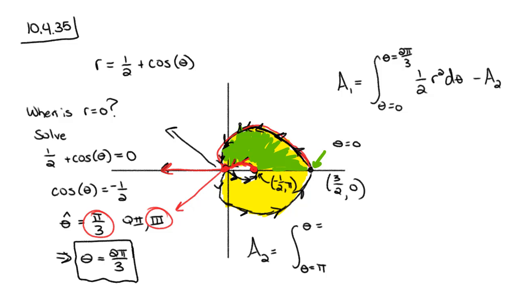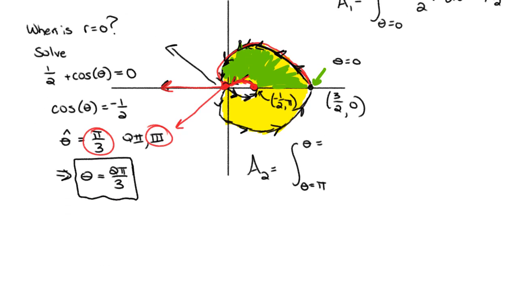And we already know when we're going to be back at this origin because we have actually solved it right here. That we are back at that origin at a reference angle of pi over 3 when we're facing into quadrant 3. So that is 4 pi over 3. So this will be to 4 pi over 3. And again, 1/2 r squared d theta. Now that is the area.